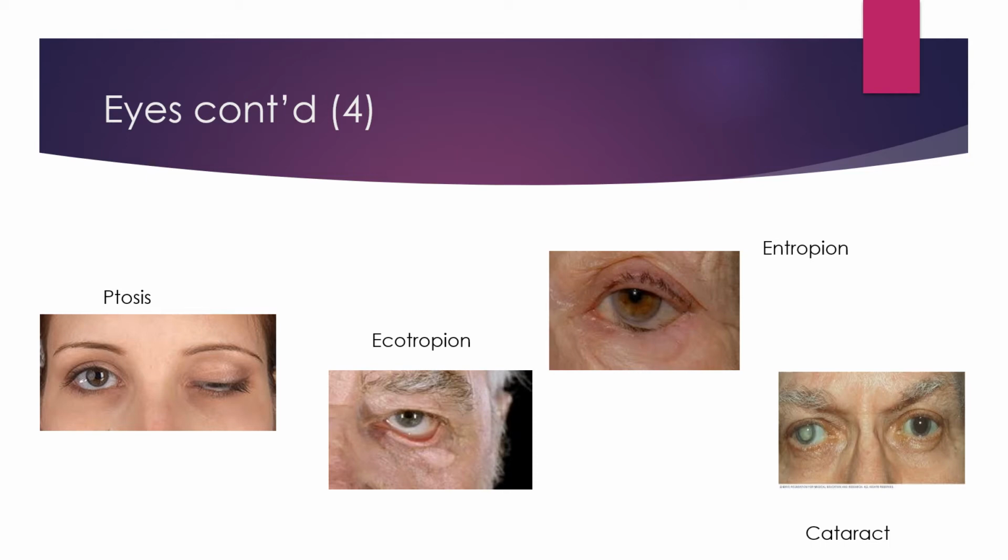And then in this slide you can see some examples. Ptosis, which is the drooping of the eyelid. There's ectropion and entropion. Ectropion being an everted eyelid, entropion being an inverted lid, and of course the glassy whitish appearance over the eye with a cataract.